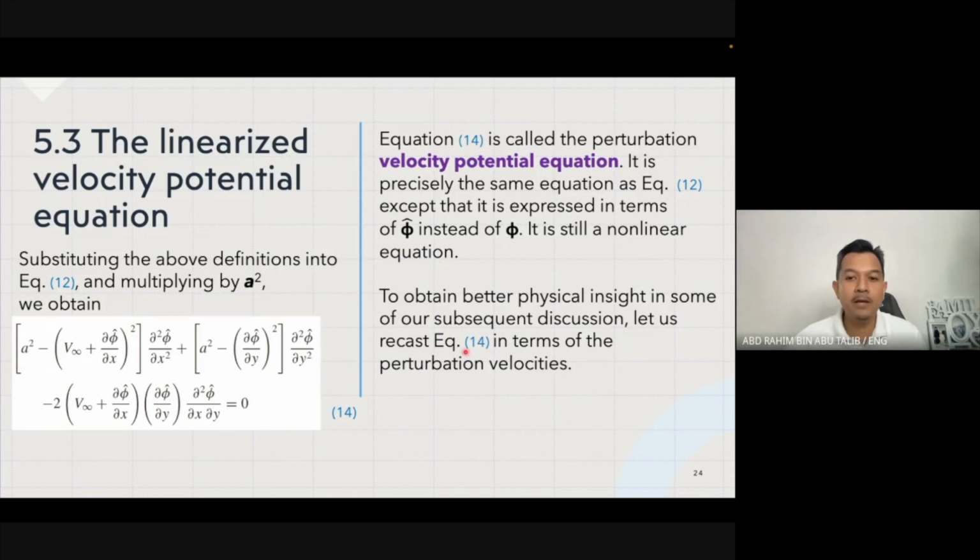To obtain a better physical insight in some of our subsequent discussion, let us recast equation 14 in terms of the perturbation velocities.